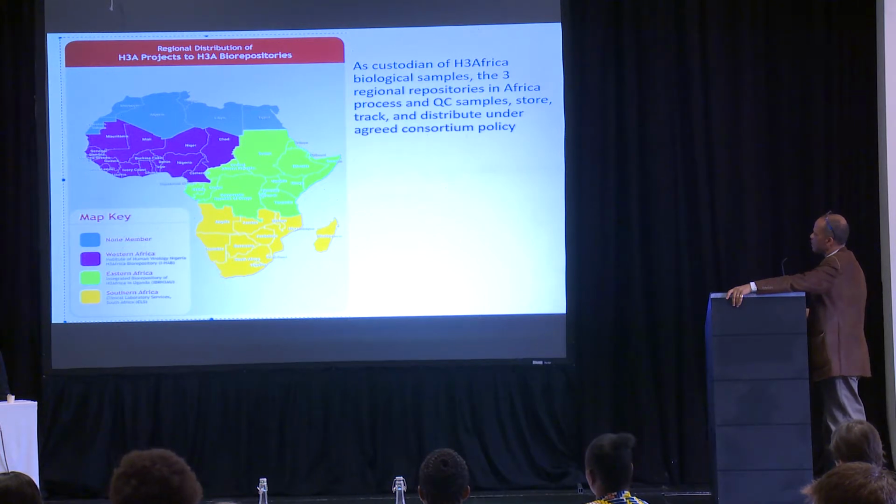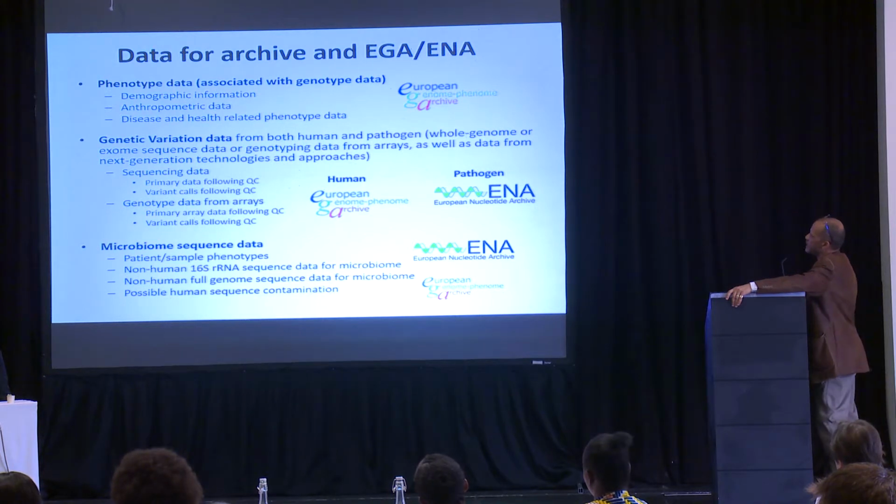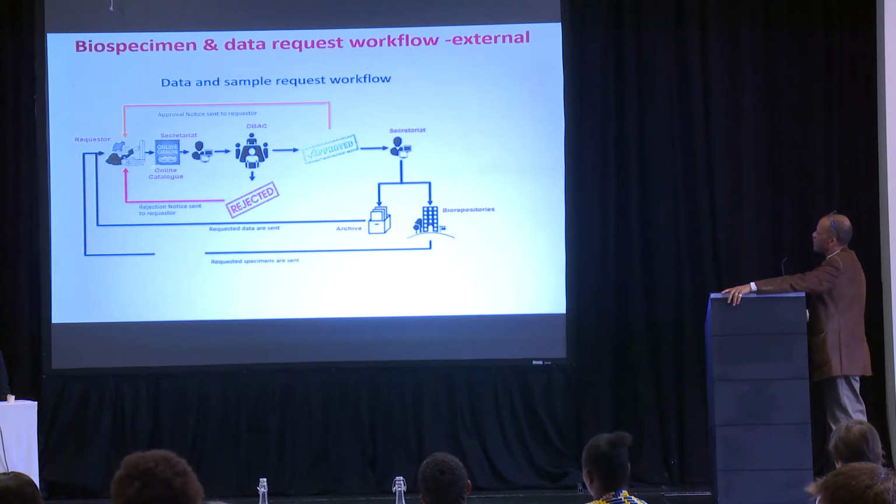So that's how the samples are distributed. In West Africa, they go to the biobank in Nigeria. In East Africa, they go to the biobank in Uganda. In Southern Africa, they go to the biobank in South Africa, where they are kept. And then the data is sent to the European Genome Archive. These are slides courtesy of H3 Africa. So this is how it will work.